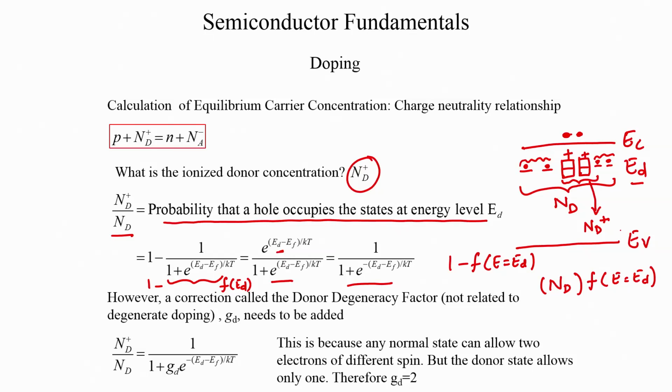Therefore, my Nd plus is equal to this term here, which is 1 by 1 plus e to the power minus (Ed minus Ef) by kT, into Nd. So, that is my number of ionized donors. So, it is this fraction. When we earlier mentioned alpha and 1 minus alpha, this ratio 1 by 1 plus e to the power minus (Ed minus Ef) by kT is your 1 minus alpha.